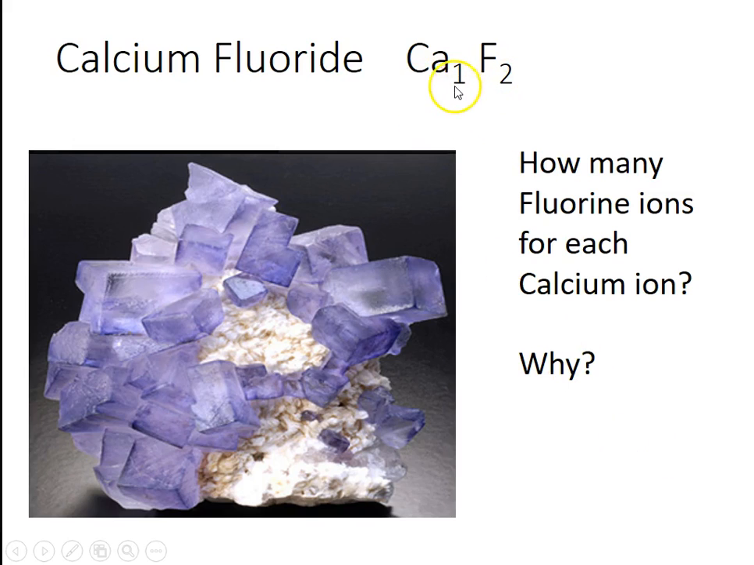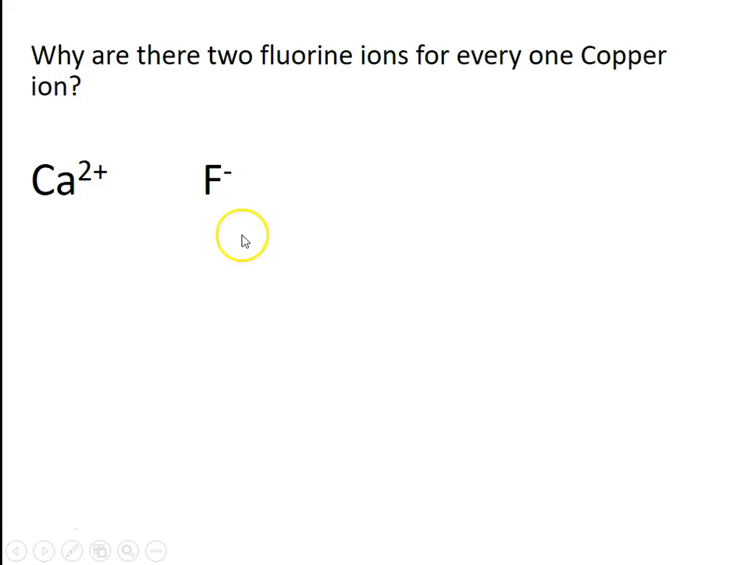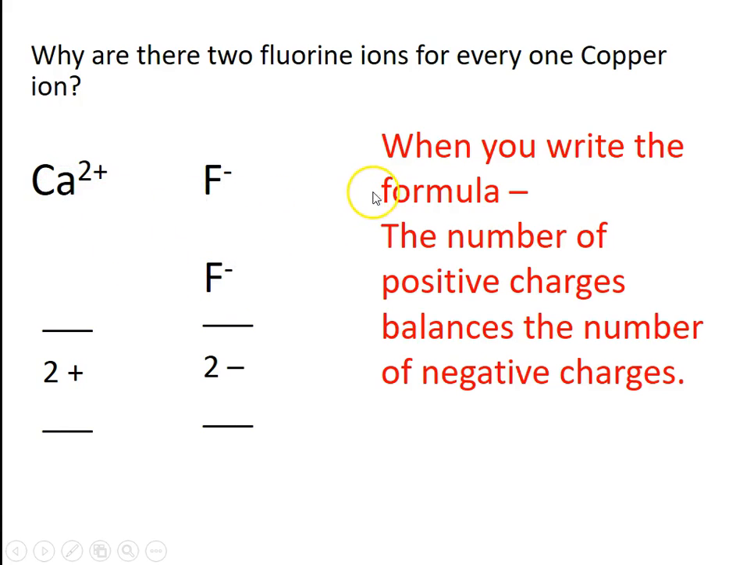This is a formula, calcium fluoride. How many fluoride ions for each calcium? There are 2 fluoride ions, so you can tell because of the number 2. So why do we have 2? If we've got the ions, it's 2 plus and 1 minus. So in order to have the same number of positives as negatives, you need 2 of these to balance the 2 positives. You need 2 fluoride ions for every one of those.